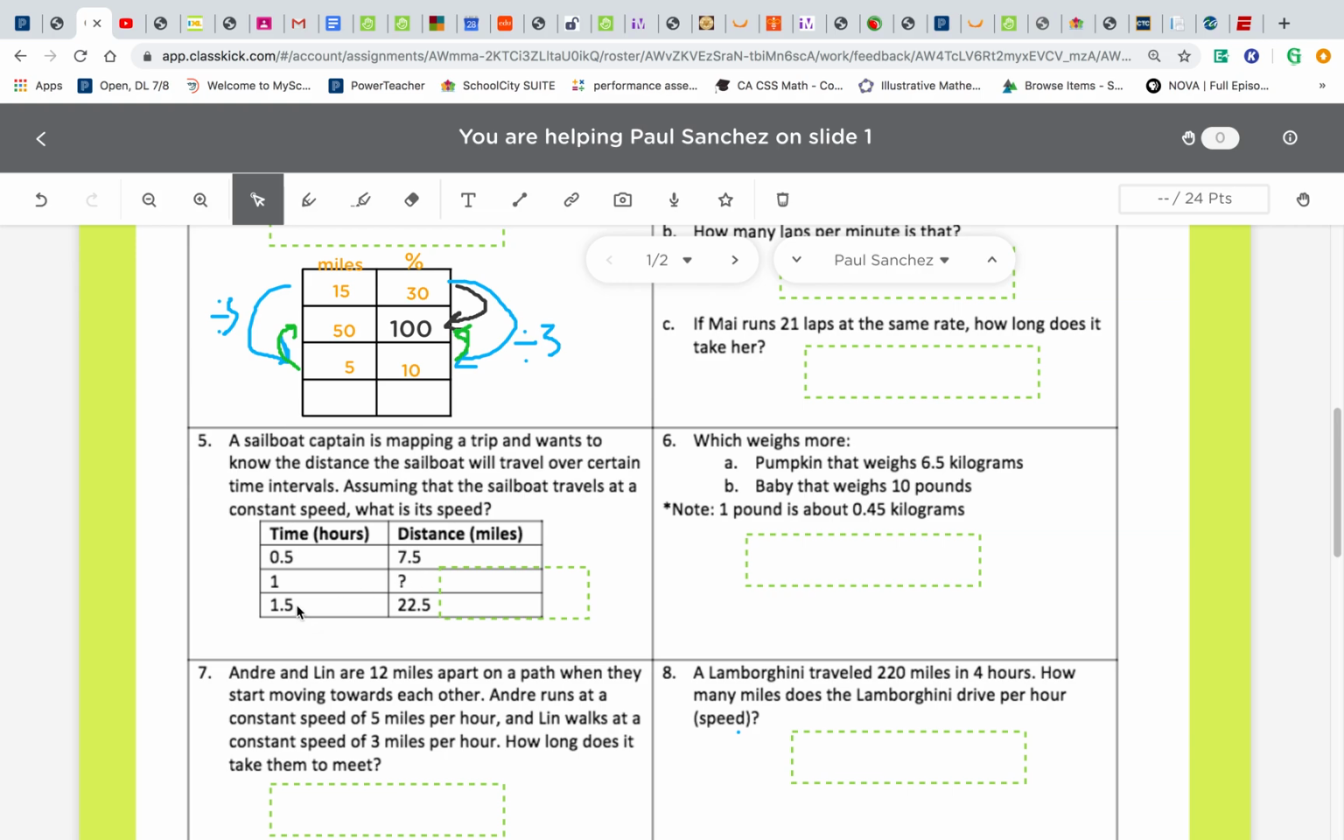And you can verify that that's true because if we go another half hour to 1.5 hours, and you add on 7.5 miles to 15, it's going to be 22.5. So 15 miles is what we're looking at here.